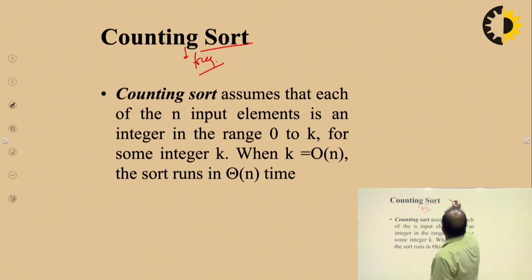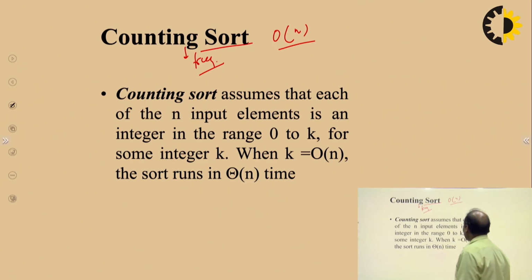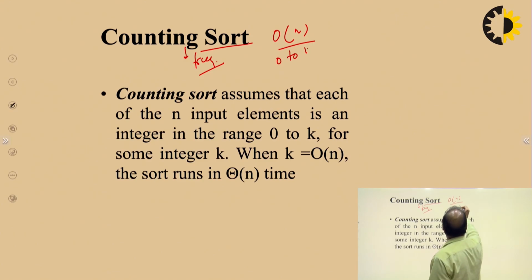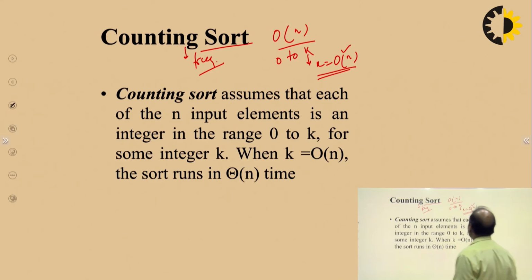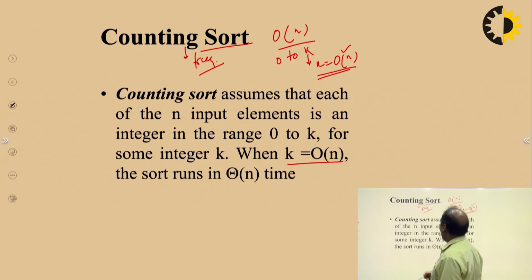Linear time means it is going to be in the order of n. So sorting, counting sort, assumes that elements are in the range of 0 to k, where k is big O of n. The maximum element should not be more than the number of elements. This should be in the limit. Okay, k is big O of n.